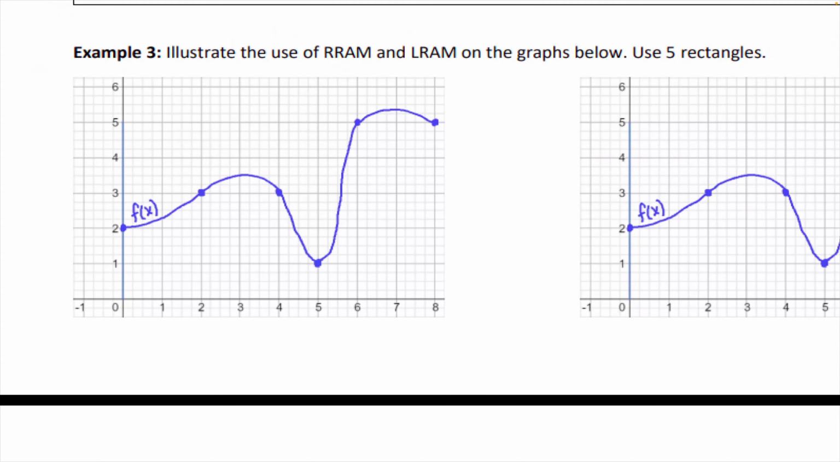Let's see. I'm going to use the dots since there's already dots there. See those blue dots there? Those black dots on yours? I'm going to use those as the top right-hand corner. So my first rectangle is going to look like that. I'm going to use the dots they've already created, just to make it easy.